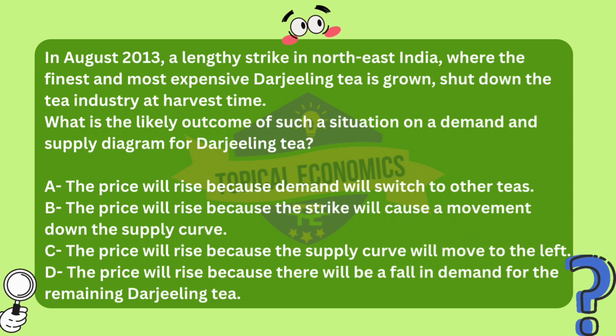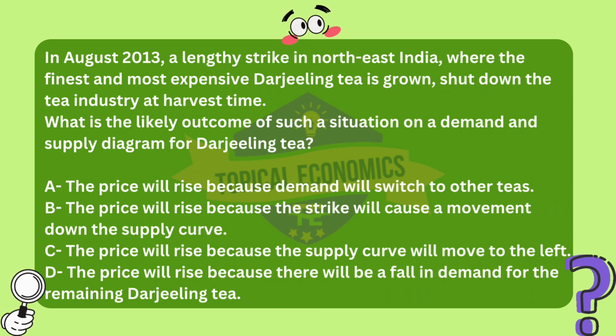Moving to question 15. In August 2013, a lengthy strike in northeast India, where the finest and most expensive Darjeeling tea is grown, shut down the tea industry at harvest time. What is the likely outcome of such a situation on a demand and supply diagram for Darjeeling tea?